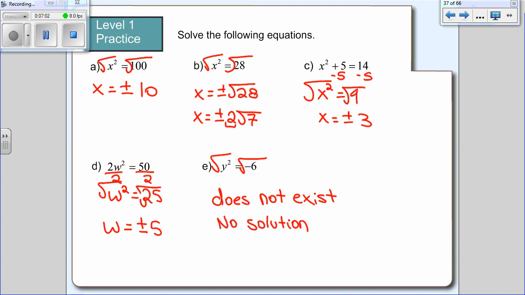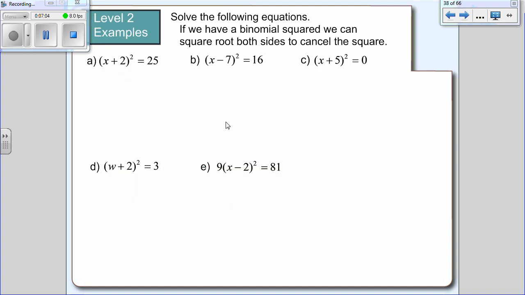Awesome. Those were level 1. This is level 2. It's like a video game. Level 2 is a little bit harder, but it's pretty much the same thing as level 1 in the fact that you have something squared equals a number. The something squared is just a binomial now. It's the only thing that's changed, but it's still something squared equals a number.